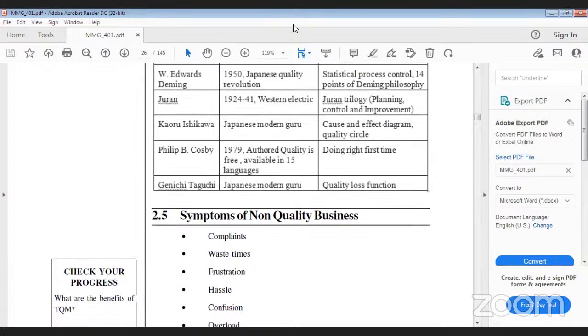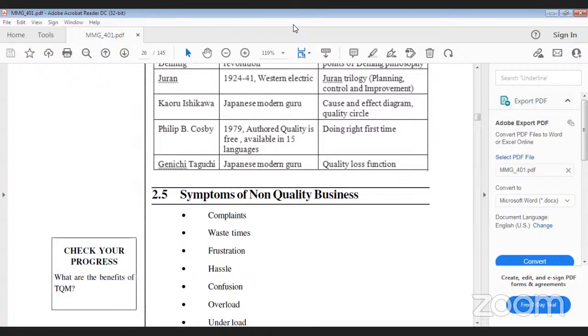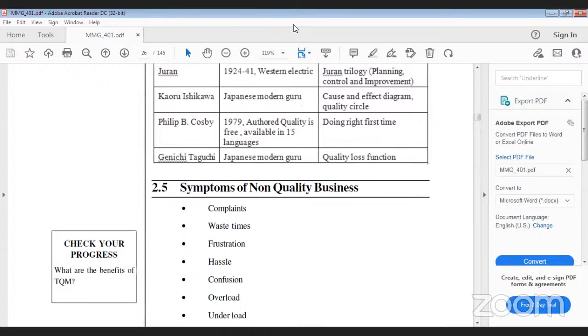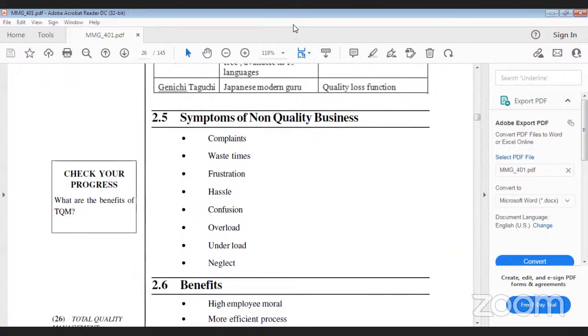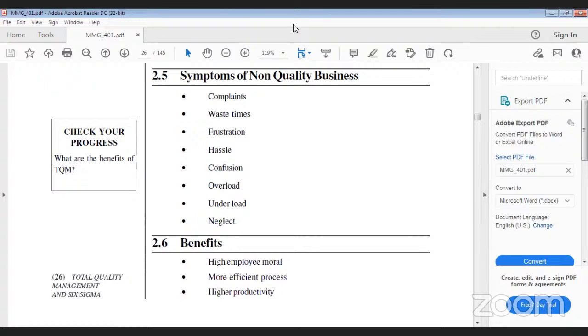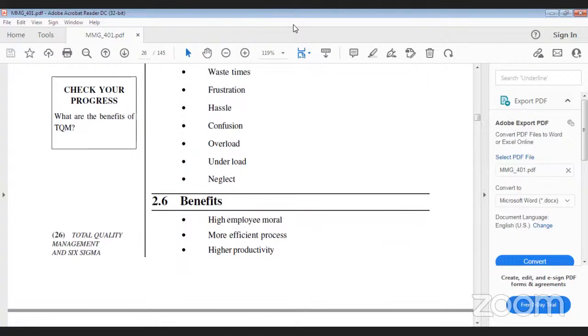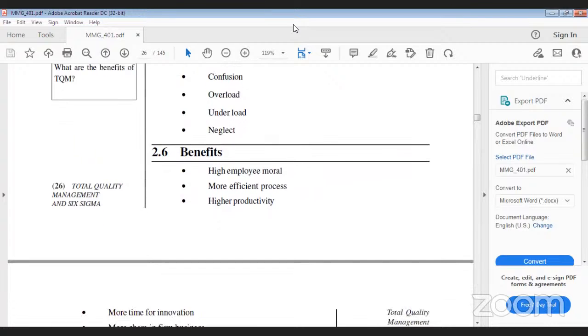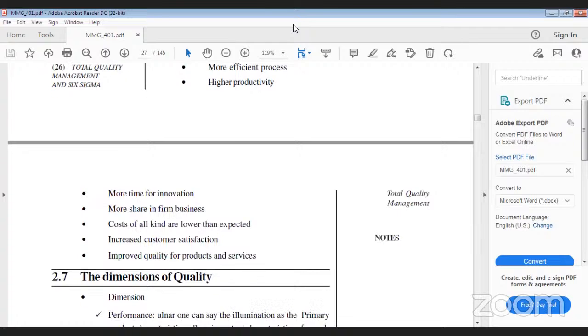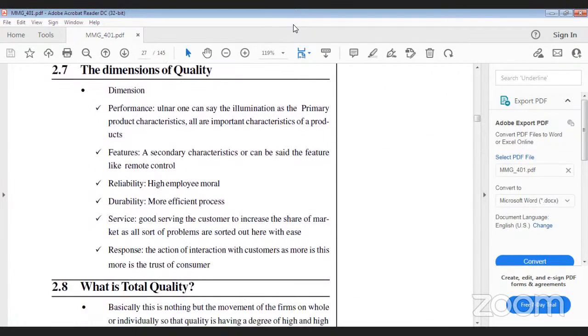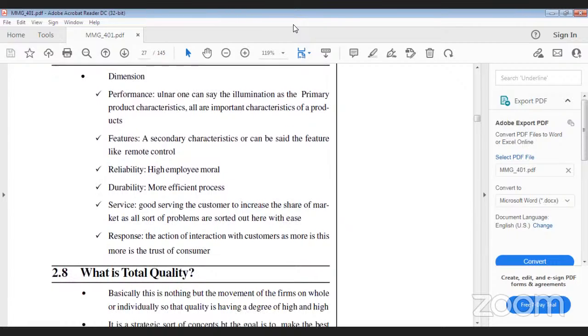There are some symptoms of a non-quality business: complaints, wasted time, frustration, hassle, confusion, overload, underload, and neglect. The benefits of quality are high employee morale, more efficient processes, higher productivity, more time for innovation, more share in the business, and increased customer satisfaction. There are also dimensions of quality. The first dimension is performance, the primary product characteristics, all the important characteristics of the product.